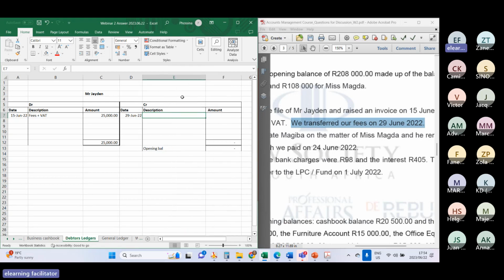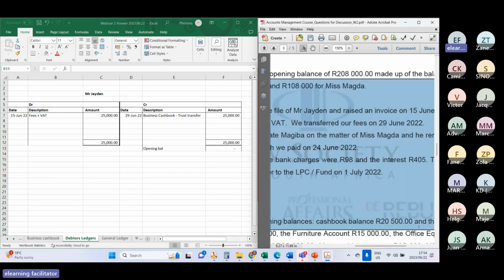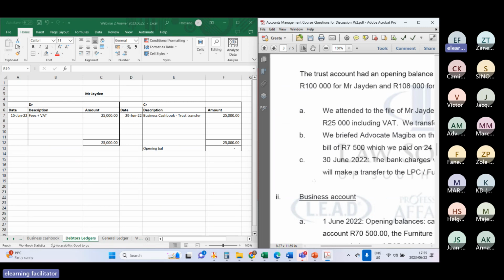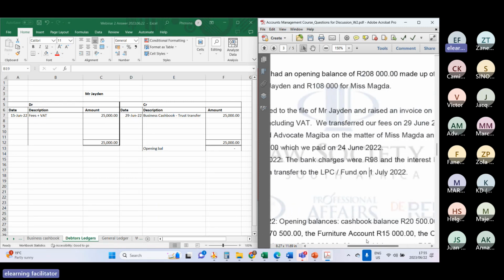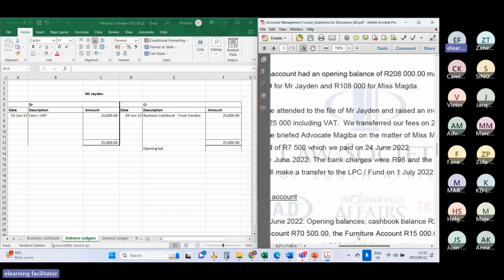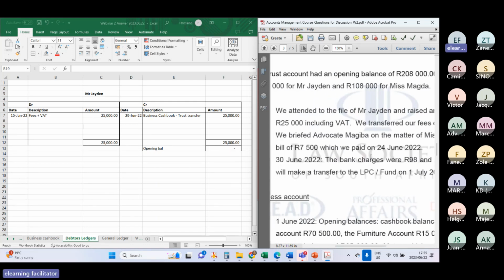Okay, and then the description, the money is in our business cash book or bank account, business bank account, and it's a trust transfer. 25,000. Okay, that transaction we have recorded it. We have finished, and then we move on to the next transaction, which is transaction B, where we brief Advocate Makiba on the matter of Ms. Makta, and he renders a bill of 7,500, which we pay on 24 June.